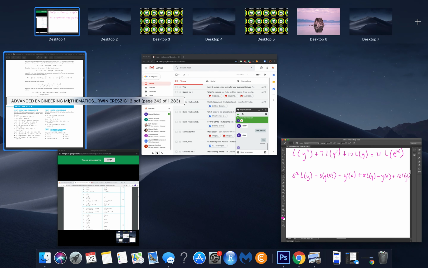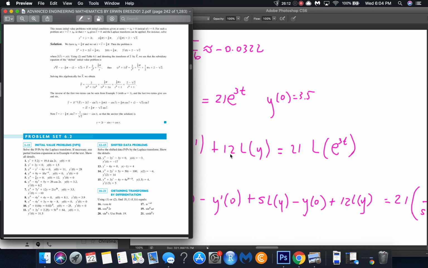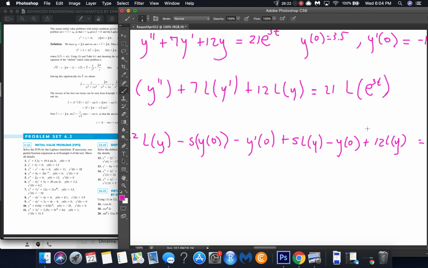Okay, so now I just noticed that y prime of 0 has to be defined. Let me go back to the problem. Yep, there it is. We missed that one. y prime of 0 equals negative 10. Okay, so let me put that there. Remember, math is always right.